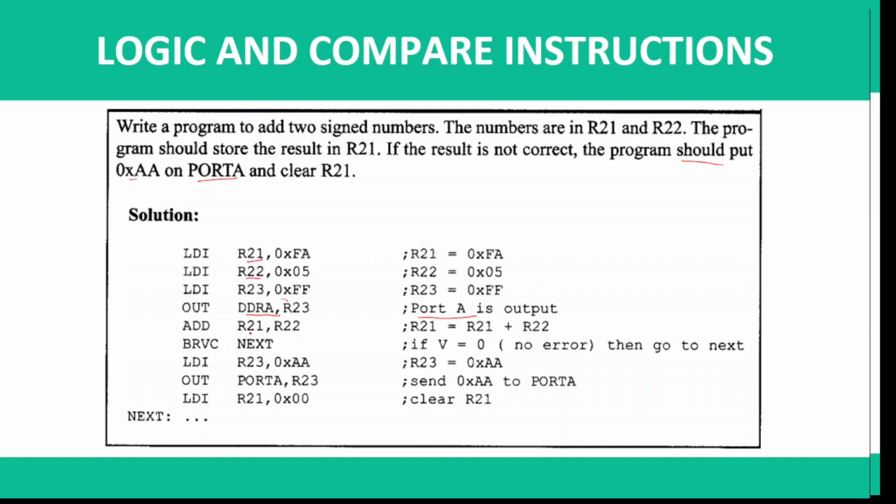So we add the register R21 and R22. So what should be the value of 0xFA plus 0x05 by calculator? Okay, so what we have done here is add them together. If ever V is equal to 0, meaning no error, it will go to next. But if ever nga nag-overflow siya, since 0xFA is 250 and 0x5 is 5, then add them together is 255.